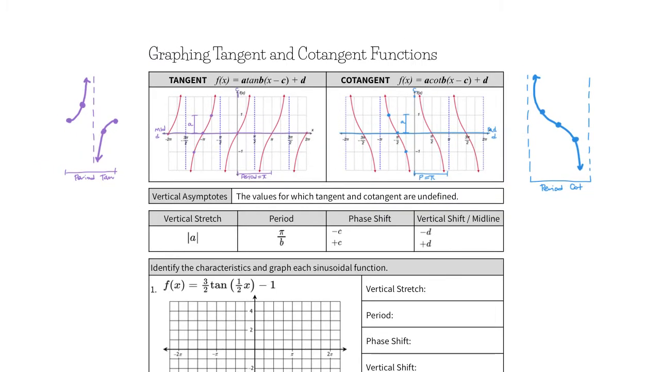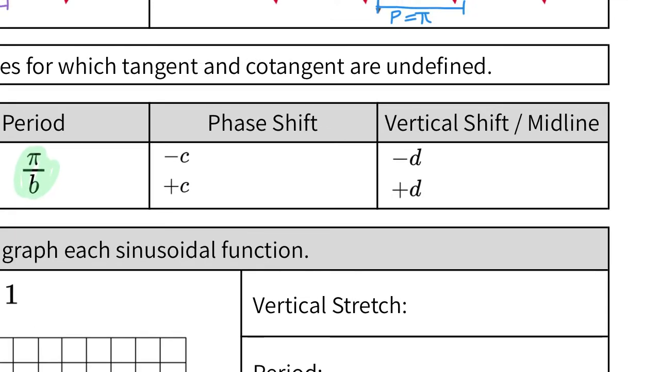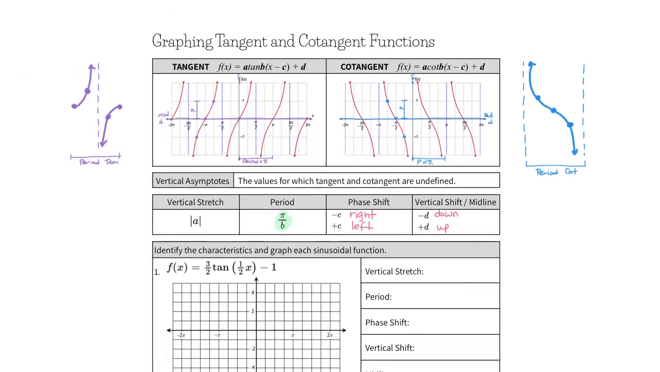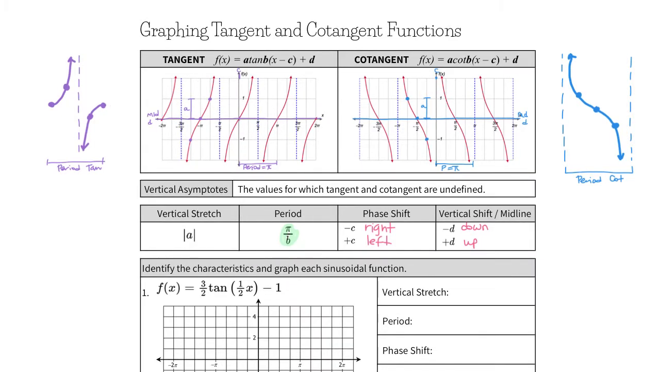Okay, then I have the transformations labeled there. So vertical stretch is absolute value of A. Period is pi over B. So just be careful. This is different from the other ones that we've done before. Phase shift: when you have subtract C, you are moving to the right, and plus means you are to go to the left. For vertical shift or midline, when you have minus, that means you are moving down, and add would be to move up.